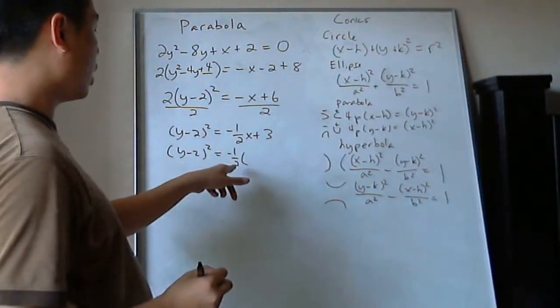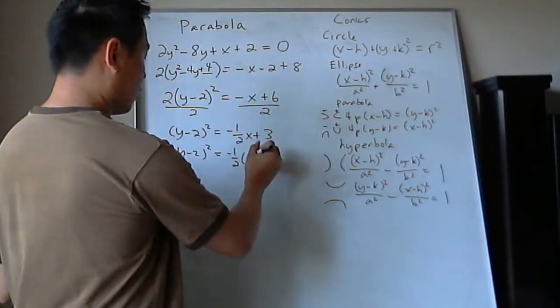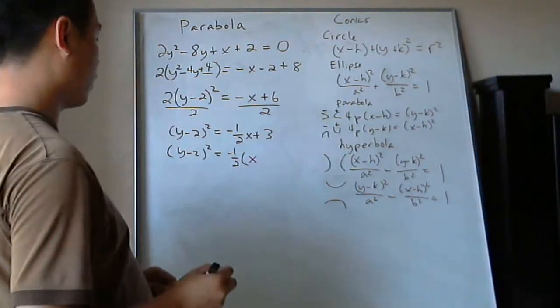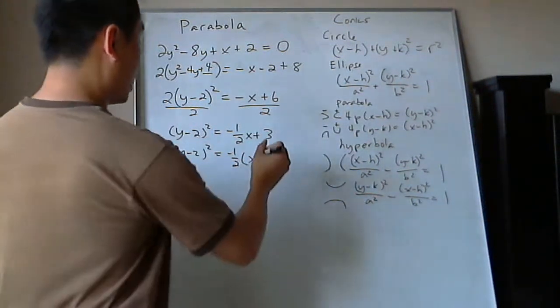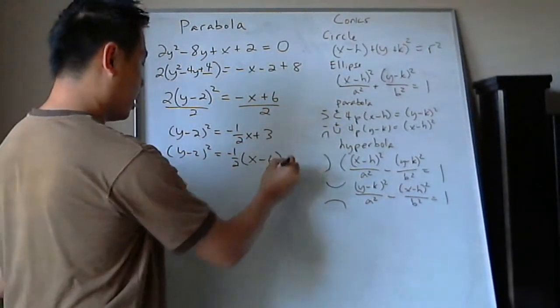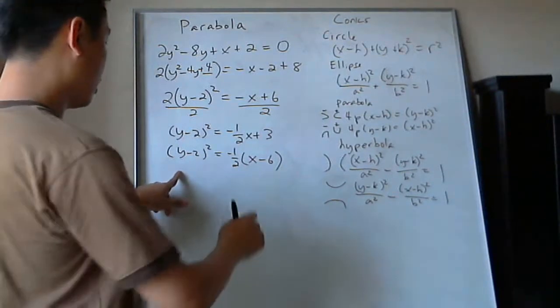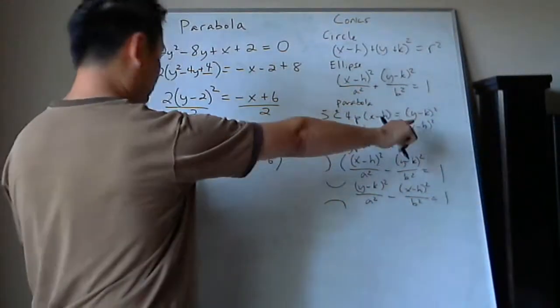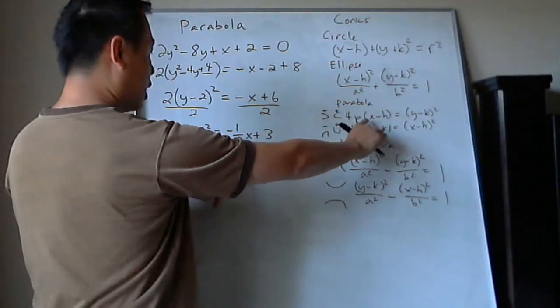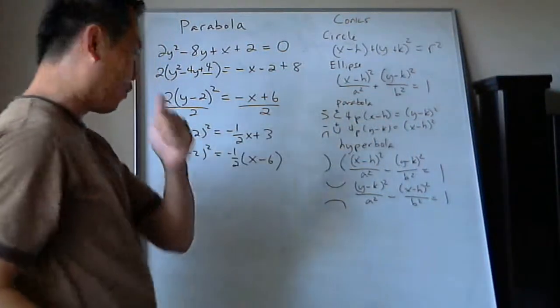So negative 1/2 times x is x. Negative 1/2 times what is 3? That will be negative 6, right? Negative 6 times negative 1/2 is positive 3, right? So as you can see, well, it's written backwards. I mean, that's y minus k squared equals 4p times x minus h. You see it? You put it in that format, it works.